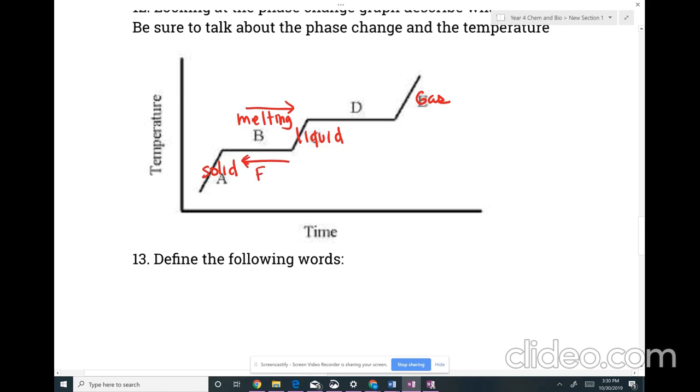So you guys go ahead and go to freezing. Same deal on here. I'm thinking about what happens when I go from liquid to gas. If I'm going this way, that's going to be evaporation. And when I go from gas to liquid, that's going to be condensation.